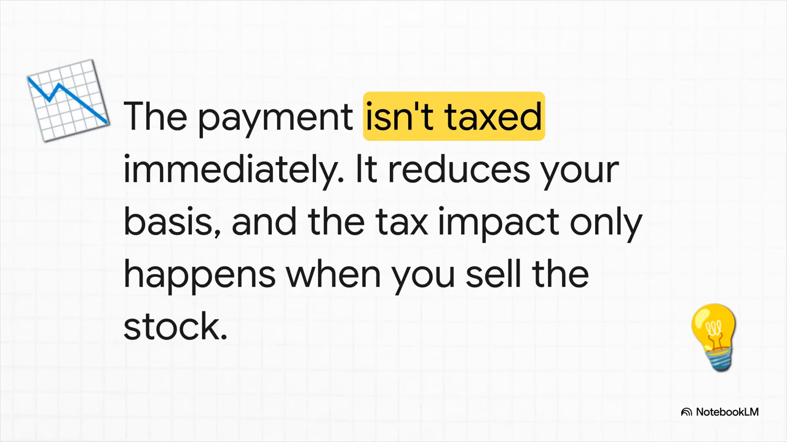And this is the really important part. You didn't get any taxable income, you just got your own money back. The tax hit is just deferred, it's pushed down the road. Because when you do finally sell that stock, your profit is going to be calculated from that new, lower $80 basis. And that means, yeah, your taxable gain will be bigger then.